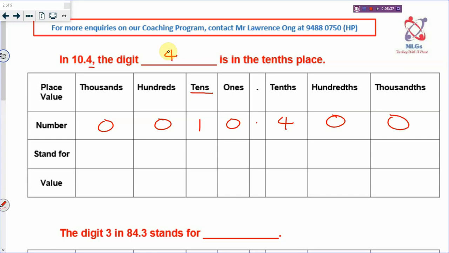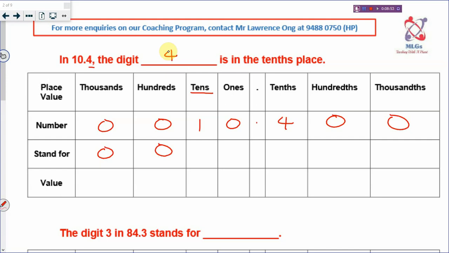Okay, all right. So what does the 0 stand for? All right. So this 0 stands for nothing, and this one also stands for nothing. Because there's no digit there, so it stands for nothing. Nothing means 0. When there's no digit, it stands for nothing.